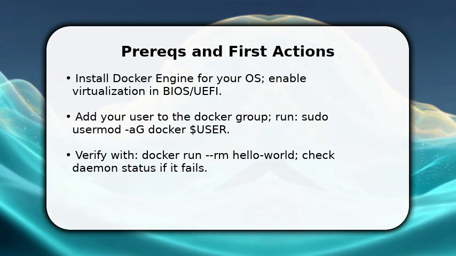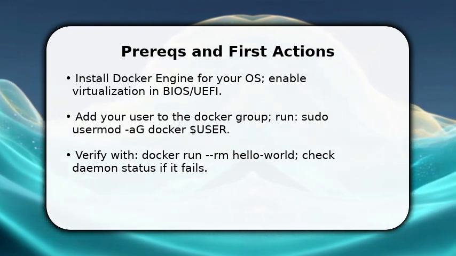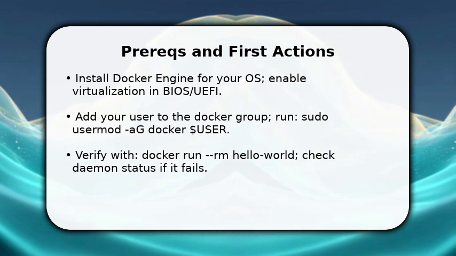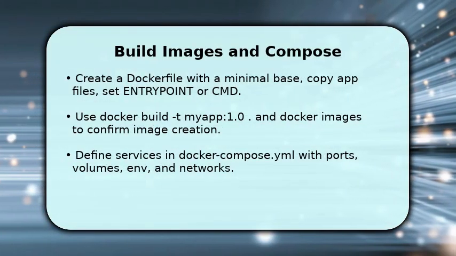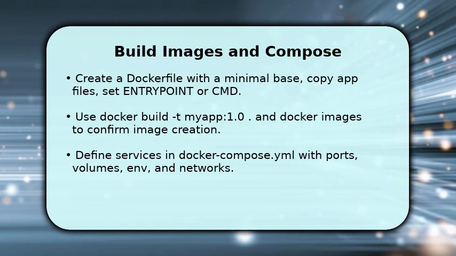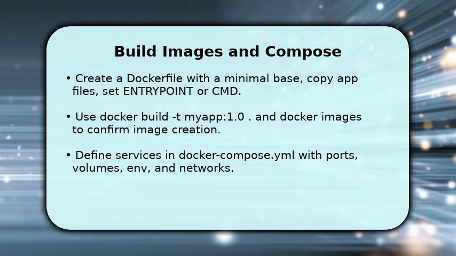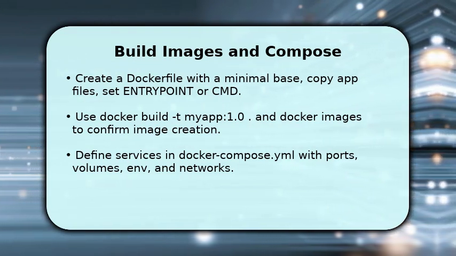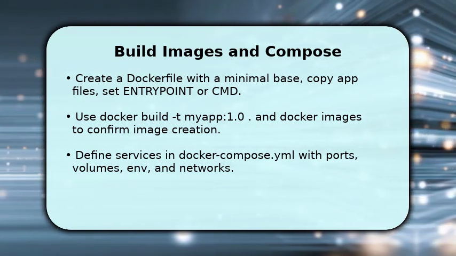Now you construct reproducible images and an orchestration file. Write a concise Dockerfile that uses a small base image, copies just the runtime artifacts, and declares an entry point, then build with docker build -t myapp:1.0, and verify the image list.